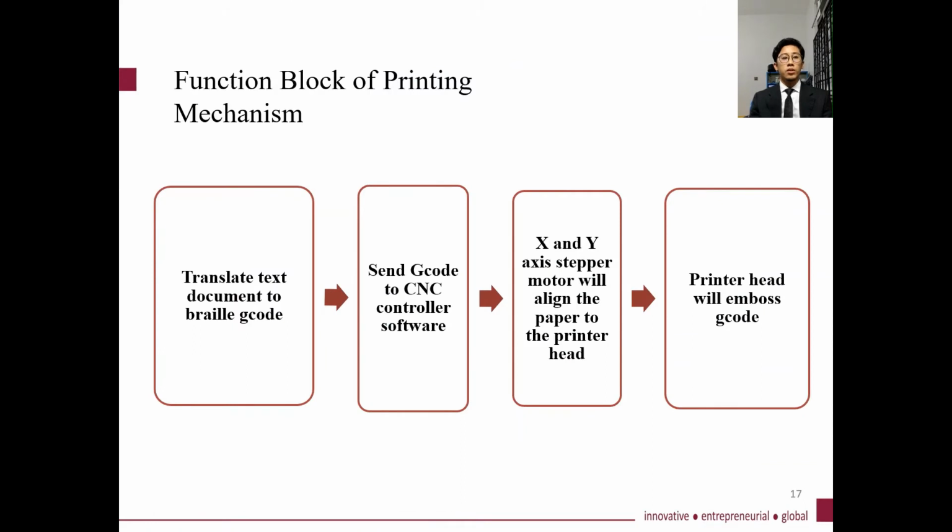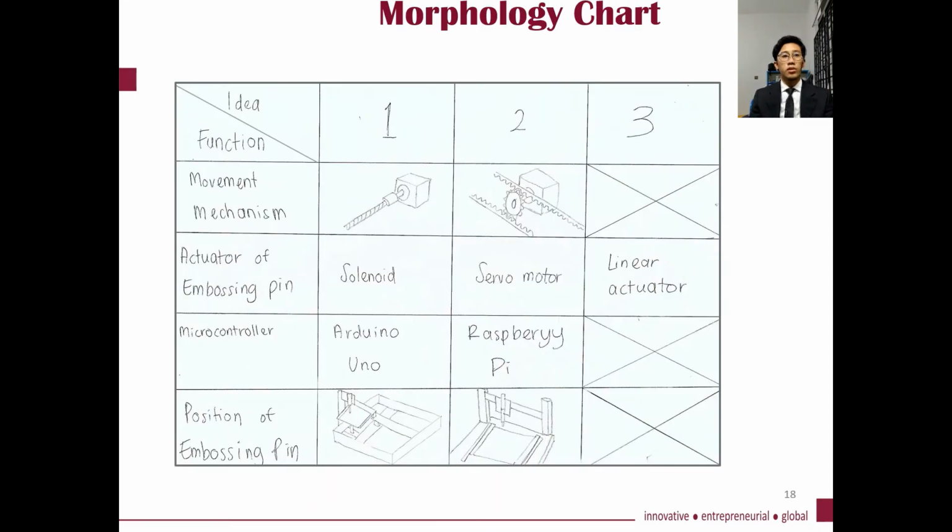Here is the function block of the printing mechanism. First is the translation of the text document to Braille G-code using translation software, and then the G-code will be sent to the CNC controller software, which is GRBL. The X and Y axis stepper motors will align the paper to the printer head, and the printer head will start embossing the G-code.